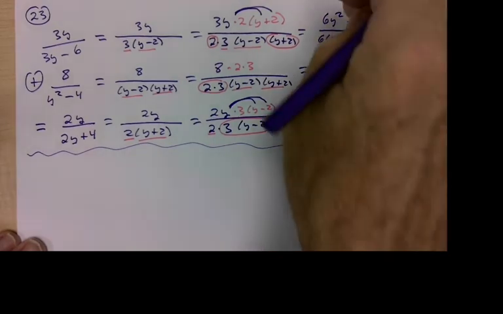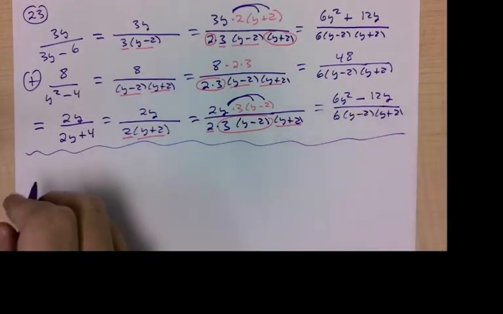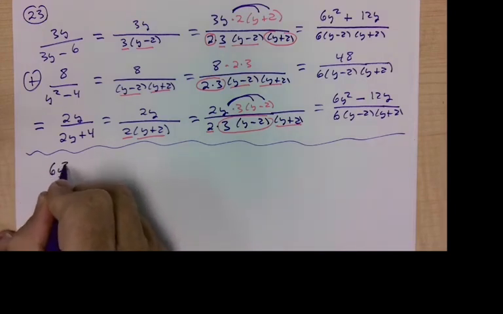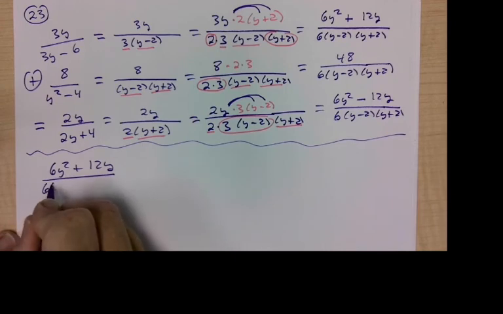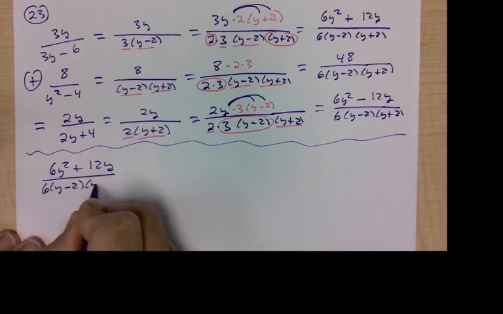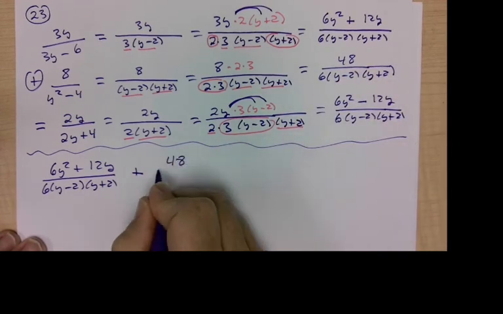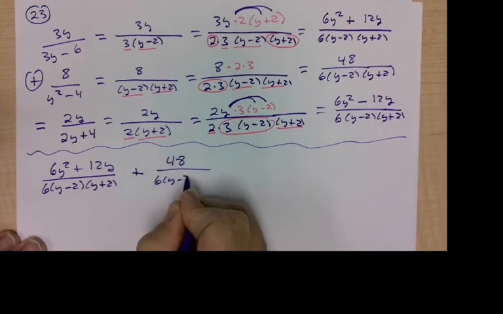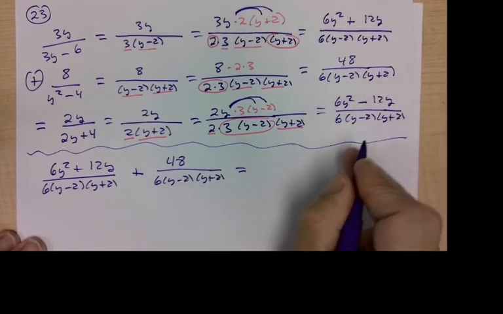Rough problem. This fraction plus this fraction equals this fraction. So let's write all that down. 6y squared plus 12y over all of this stuff, plus 48 over all of this stuff, equals this over all of this stuff.